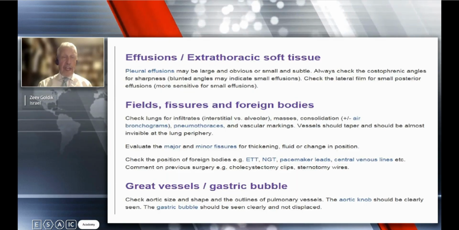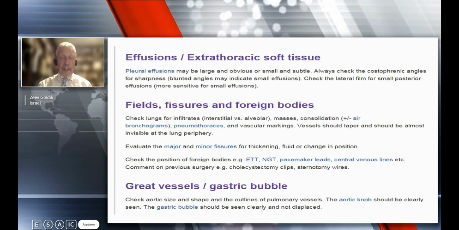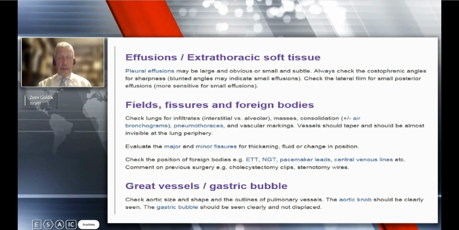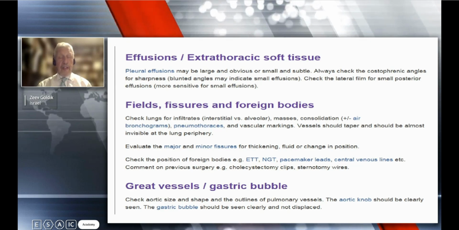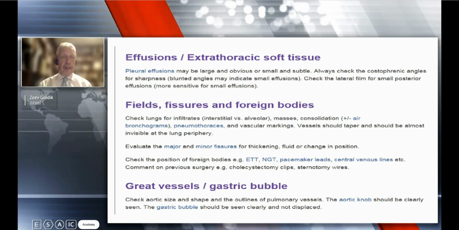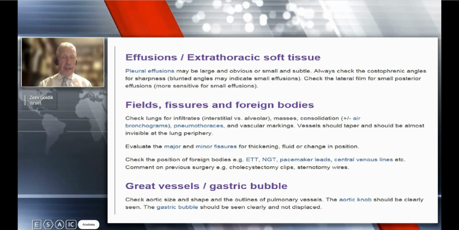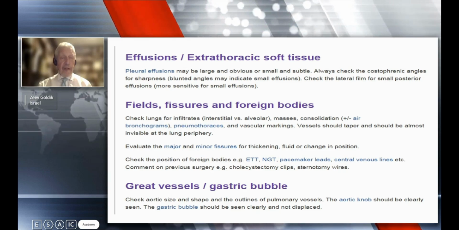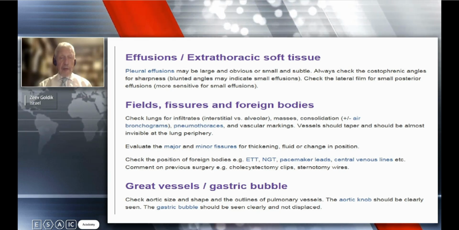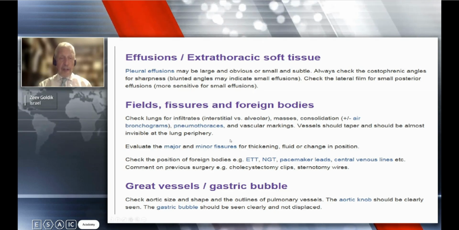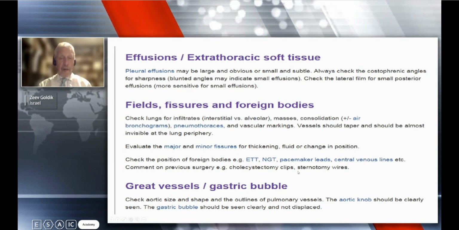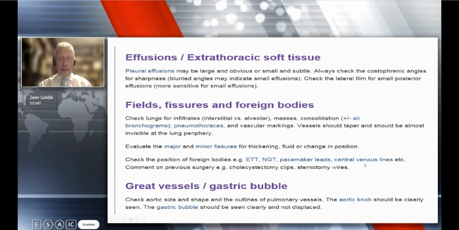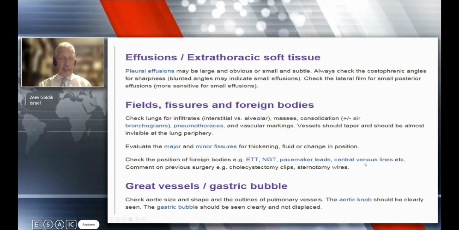Then we come to E, effusions. We look at the costophrenic sinus to look whether there is a presence of fluids, pleural effusion, for instance. For F, the fields, fissures, and foreign bodies: whether there is a pneumothorax or other fissures or foreign bodies like a pacemaker, endotracheal tube, CV, central venous lines, etc.